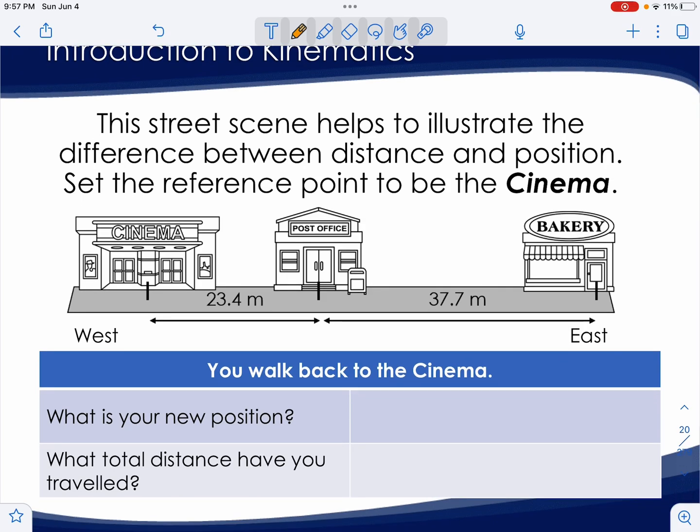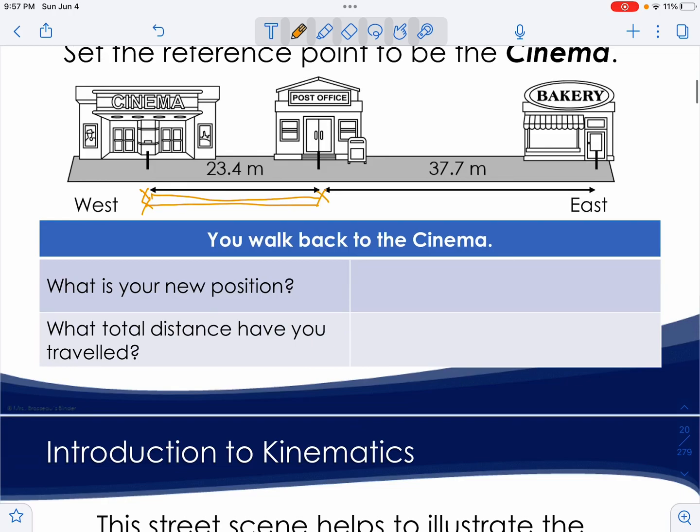Okay, so now it says you walk back to the cinema. So you started here, you walked over to here, and then you walked back to the cinema. What is your new position? And what total distance have you traveled? Pause the video and fill those in.